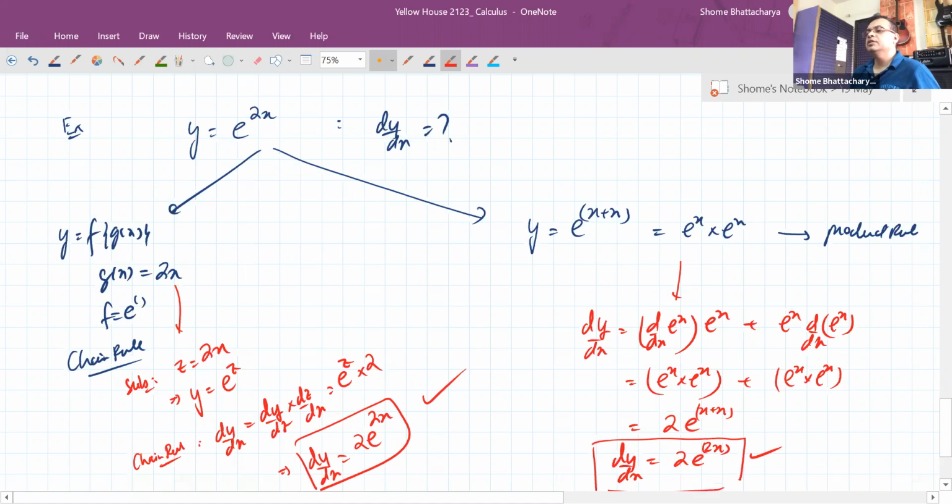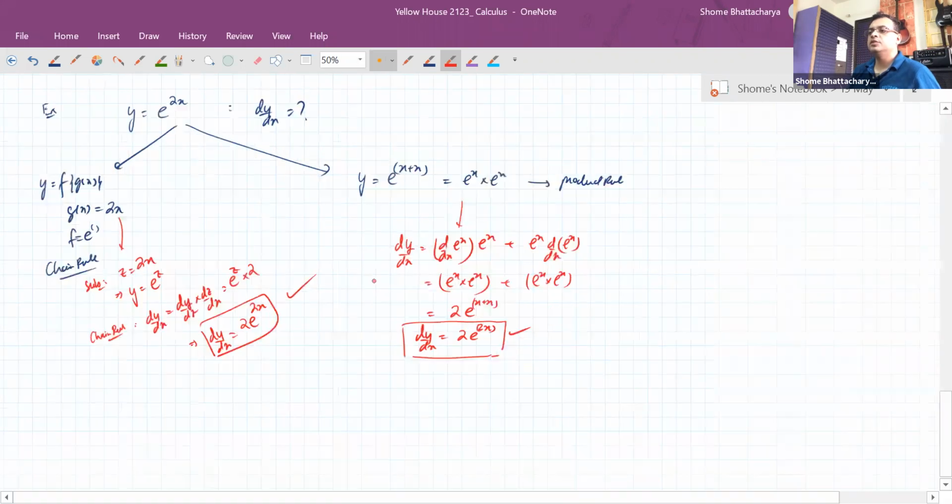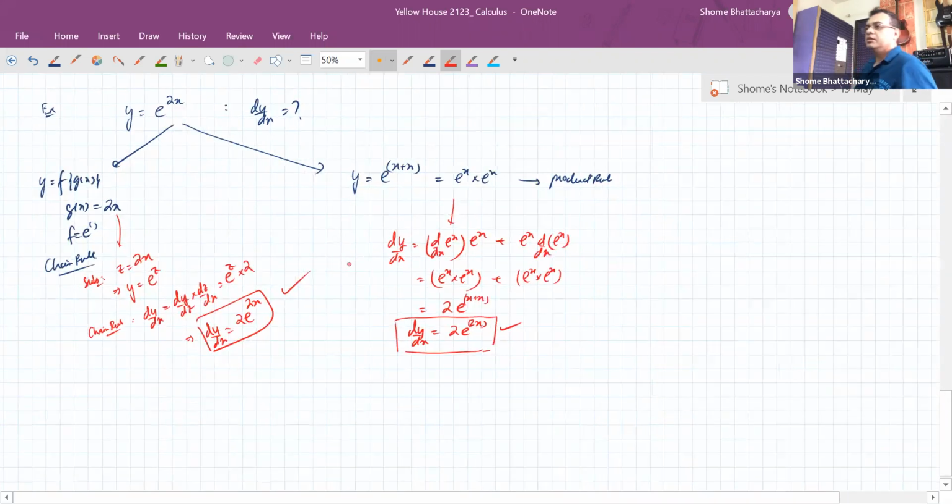But in the previous question, we did not have this option. Because it was e raised power square root of 2x. So we did not have this option of two methods. There, the only feasible method was using the composite function chain rule method. Let's move on to another example question.